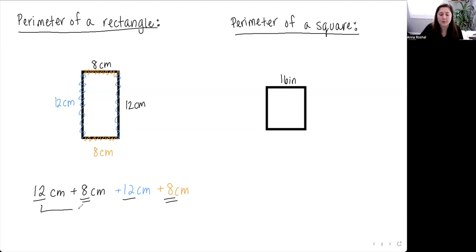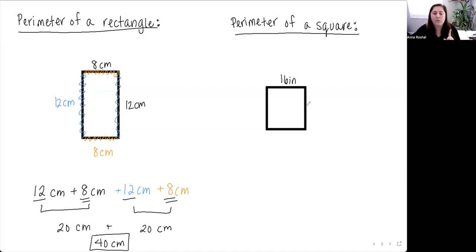And so this one, we know that we can actually make tens or multiples of tens with 12 and 8. 12 plus 8 is going to be 20. Another 12 plus 8 is going to be another 20. Both of them will be centimeters. And then we can add these guys and end up with a 40 centimeter perimeter, okay?